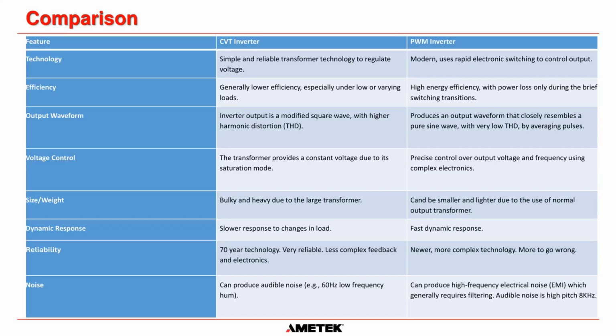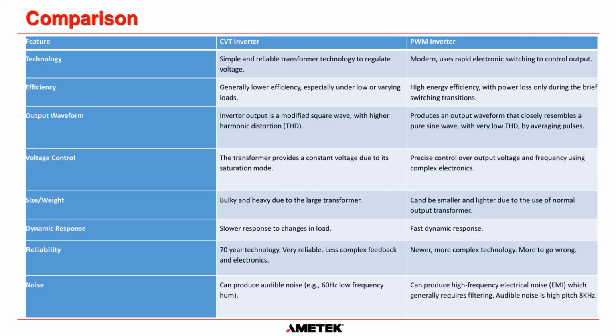Reliability. The CVT system is 70-year-old technology. It's extremely reliable. Pretty much we say that it's bulletproof. Very much less complex feedback in electronics. It just works. And in truth, the ferroresonant transformer is still used in the nuclear industry. In the majority of all of the nuclear power plants in North America, they use CVT technology because they know it works. They know it's reliable, and you get 20 to 40 years out of that UPS.